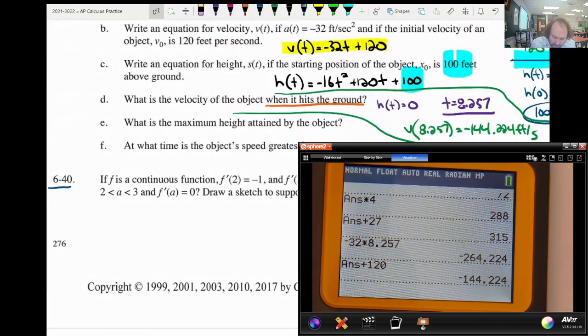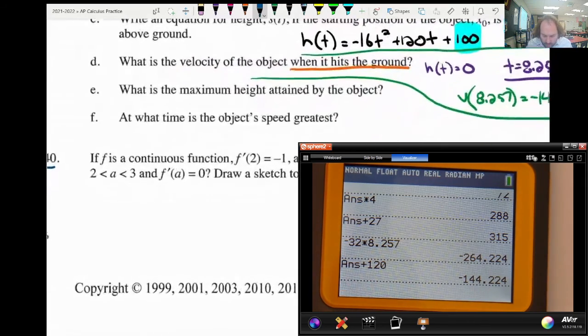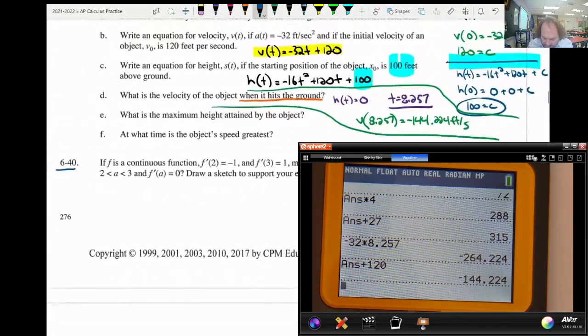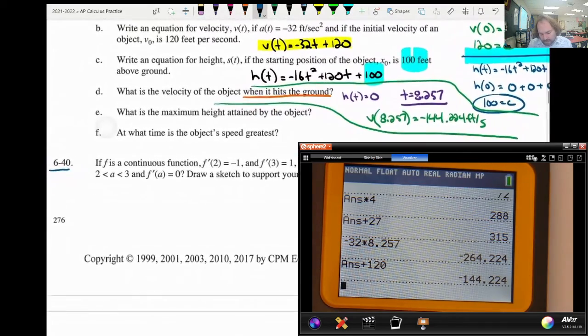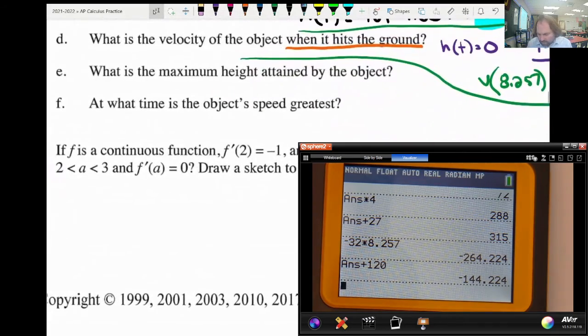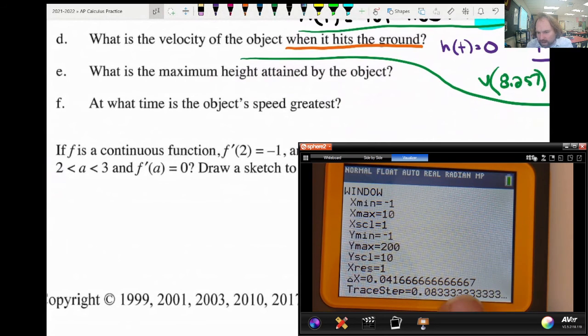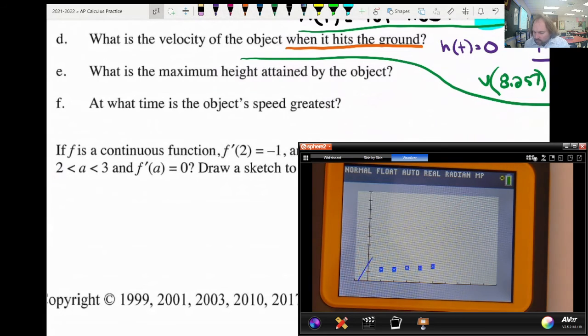As far as the maximum height attained by the object, again, we could do this in calculus by finding the velocity when the velocity equals 0. In this case, that's, I don't know. It's probably better to just use the graphing calculator, honestly. We got to take our y max up quite a bit more, though. I'm going to guess 500 here, because I do want to see the actual maximum of the graph.